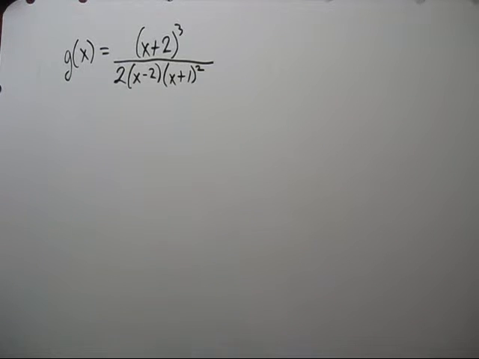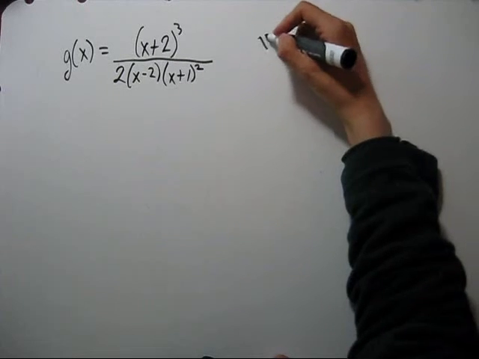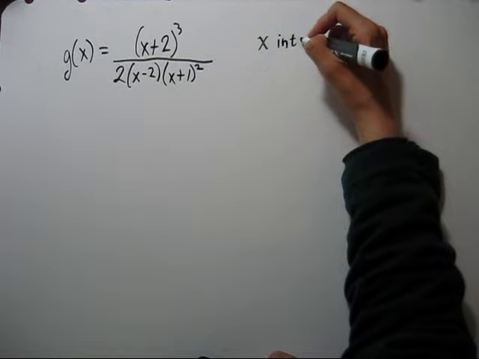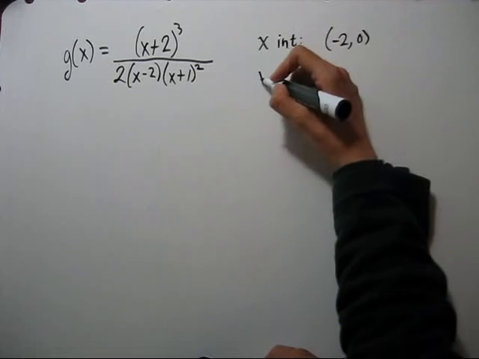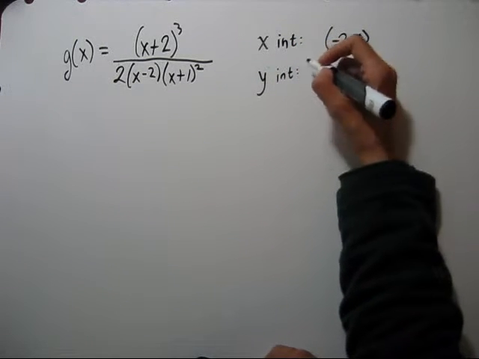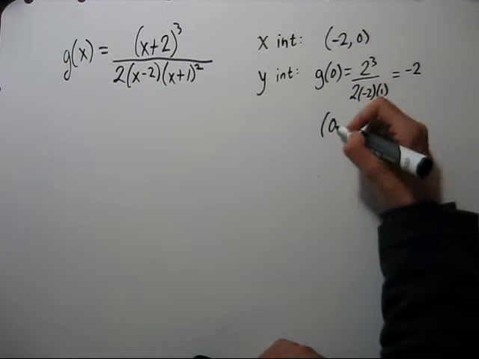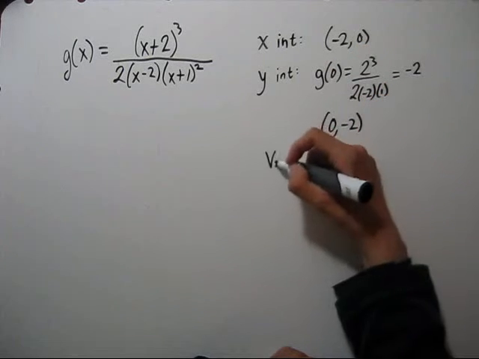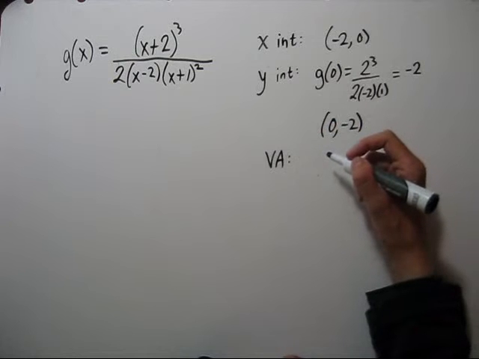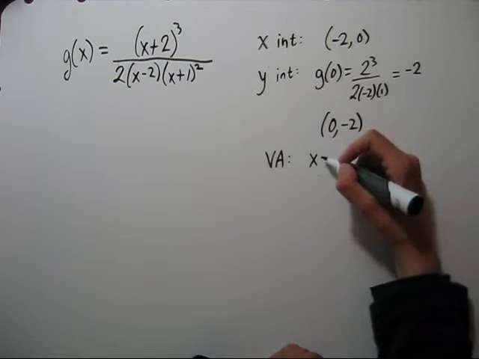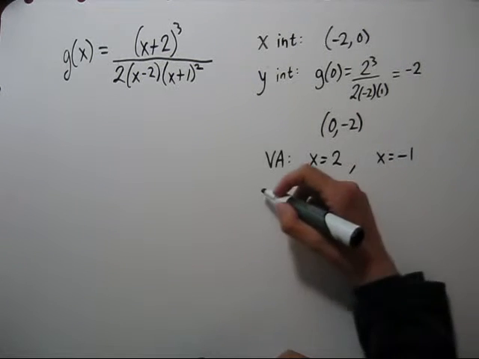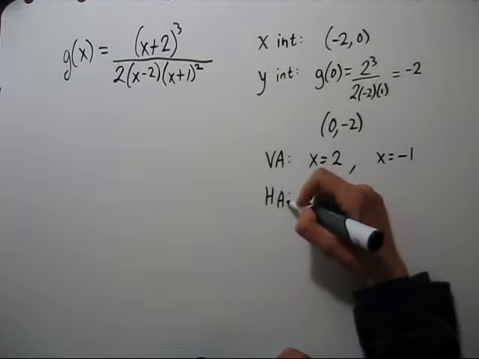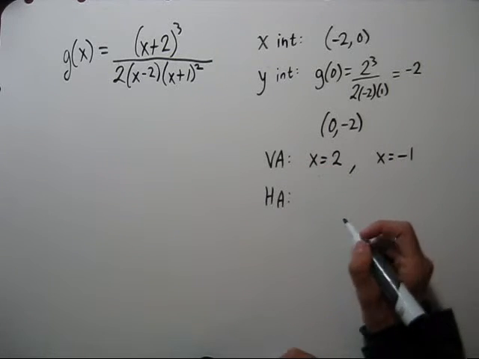Let's graph this function. Notice it's in reduced form, so we won't have any holes. Let's find our intercepts. The x-intercept we find by setting our numerator to 0, so it's going to be (-2, 0). Y-intercept you find by setting x to 0, so we have (0, -2). Vertical asymptotes, we find out where the denominator is 0, and we're going to get x equals 2 and x equals -1.